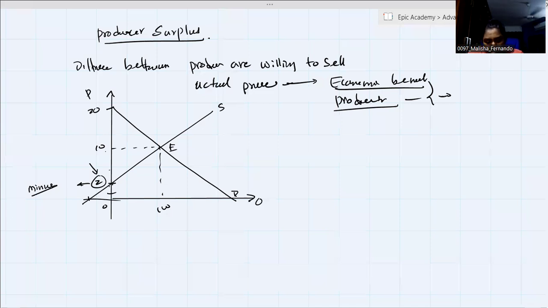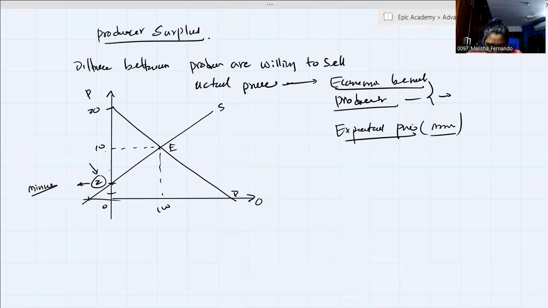We call it the minimum price or the producer's expected price. Expected price, the price that he hoped for. Expected price or minimum price. Actually, his selling activity starts from 2 rupees. Just consider this producer expects 2 rupees and he is going to sell 100 commodities.